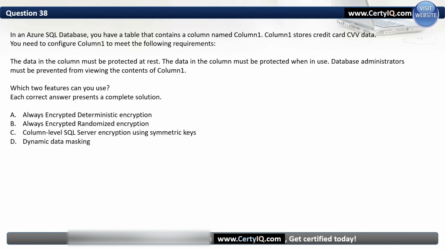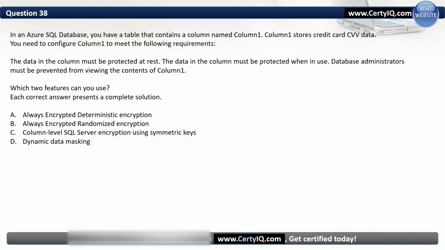Question 38. In an Azure SQL database, you have a table that contains a column named column1. Column1 stores credit card CVV data. You need to configure column1 to meet the following requirements. The data in the column must be protected at rest. The data in the column must be protected when in use. Database administrators must be prevented from viewing the contents of column1. Which 2 features can you use? Each correct answer presents a complete solution.